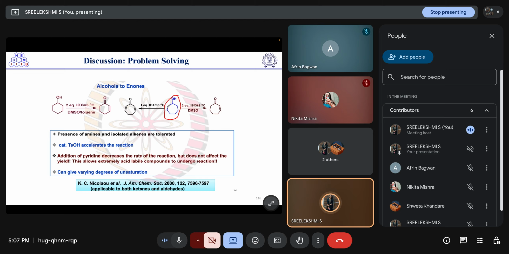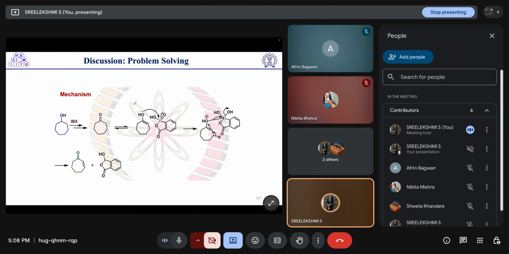But if we are using excess of this IBX, we are getting double bonds on both sides. So it just depends on the amount of IBX. So if we want conjugation at both sides of the ketone, we have to use excess of this IBX. So that mechanism goes like this. Firstly, the basic mechanism where this hydroxyl group is converted into this ketone by the IBX.